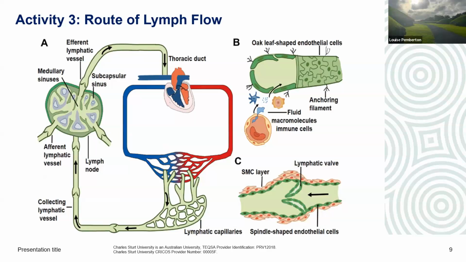You don't really need to remember that they're oak leaf shaped, but I guess the way they overlap each other is kind of important in terms of how they form those one-way valves. And then, of course, we do have the proper lymphatic valves in those larger vessels. They're in the capillaries. Okay.